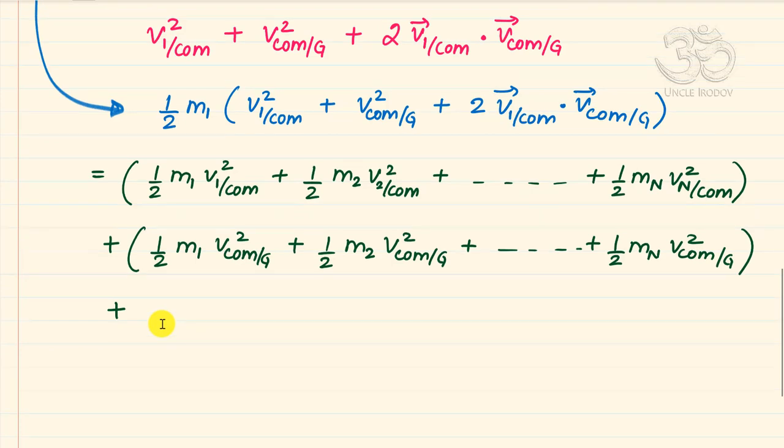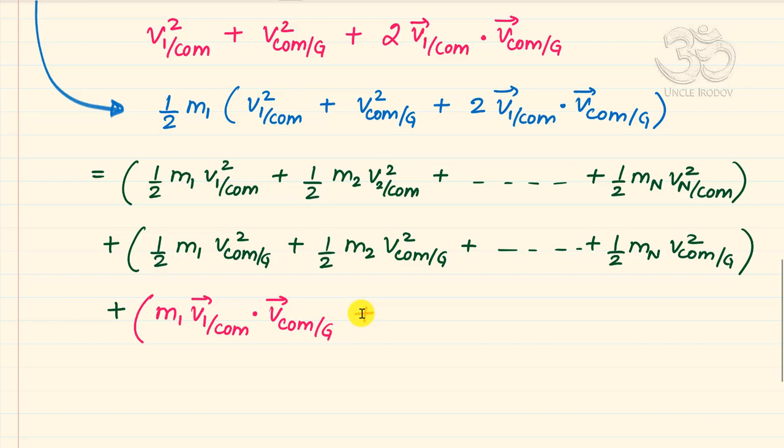What will the third term give me? See, there is a half here and there's a 2 there, they will cancel out. So I'm going to get m1 times v1 with respect to center of mass dot v center of mass with respect to ground. And this is important. Please keep in mind that I still have not been able to do away with the dot product here because I don't know the angle between these two velocities. So I can't do much about this expression.